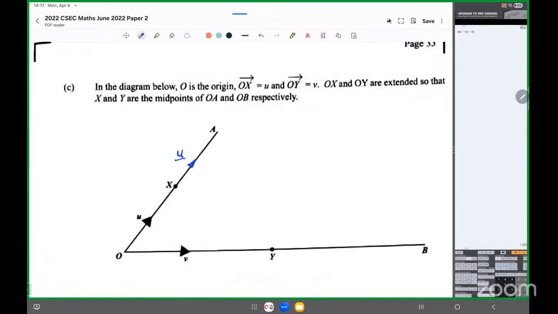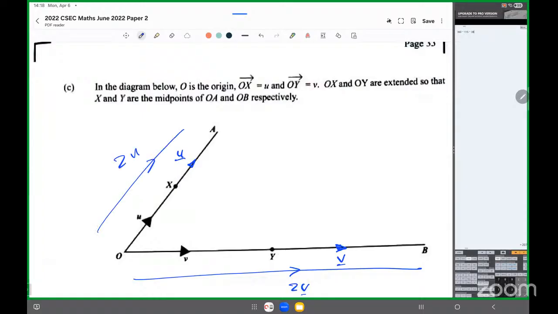This is also a vector U just like this. And then this vector out here is the same as this vector V. So this vector out here is also V. So the whole of this is 2V. The whole of this is 2U. If you want, we can know those as well.